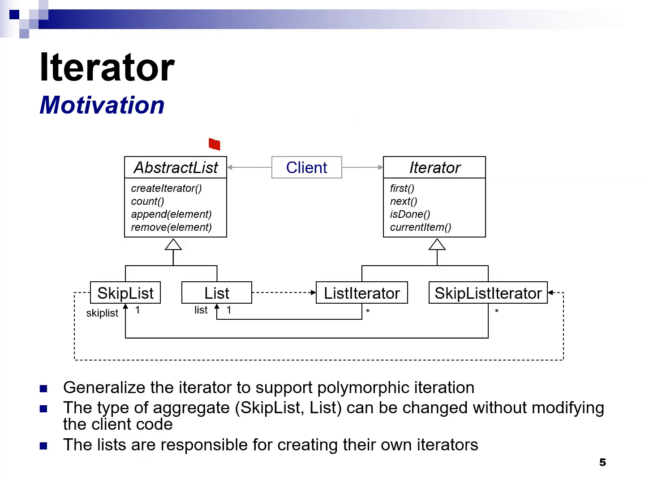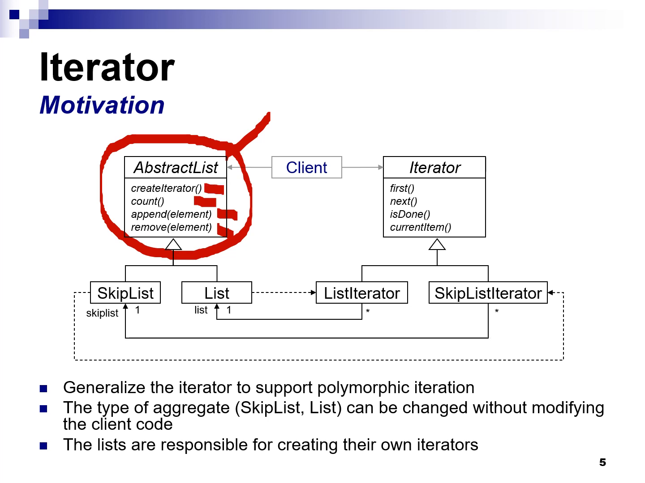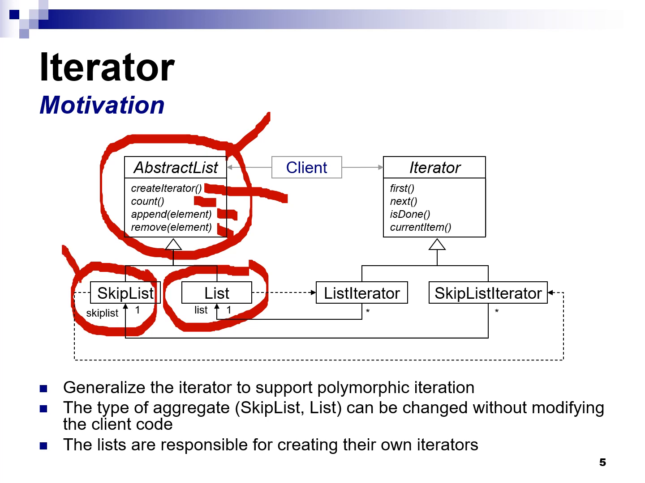Now what we do is we have, on the one hand, a common interface for the different types of lists, where we have operations for the list, like counting the number of elements, adding or removing elements, but also a method to create iterators. Then we have two types of aggregates. We have two types of lists. We have a skip list, which is a special type of list with a data structure which optimizes insertion and queries. And we have a list.